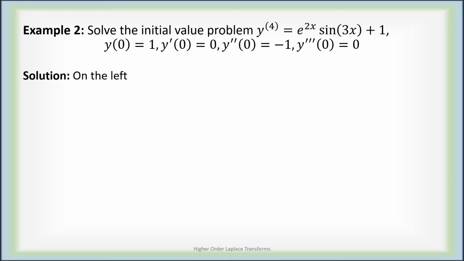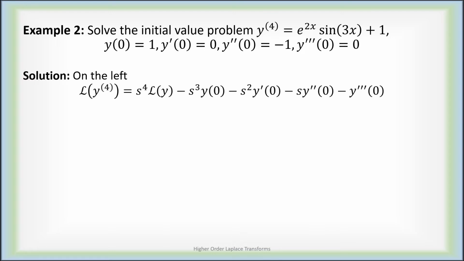For a second example, let's solve another initial value problem. The fourth derivative of y is e^(2x) sin(3x) + 1, where our initial values are y(0) is 1, y'(0) is 0, y''(0) is -1, and y'''(0) is 0. So we take the Laplace transform of the left, and the Laplace transform of the fourth derivative is s to the fourth times the Laplace transform of y. Then we start subtracting s cubed y(0), s squared y'(0), s y''(0), y'''(0), and then we're out.